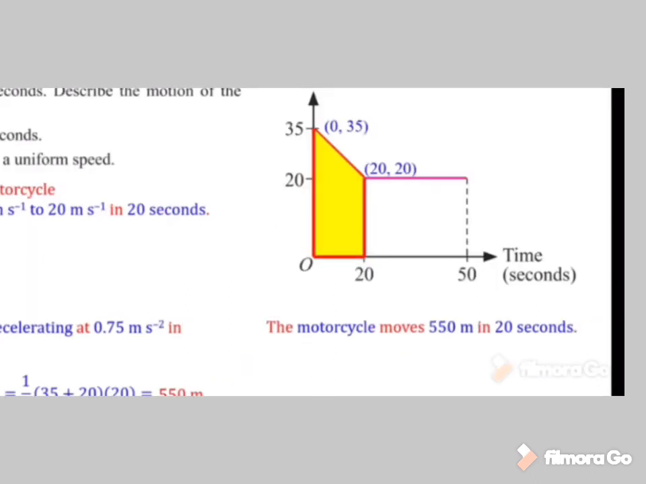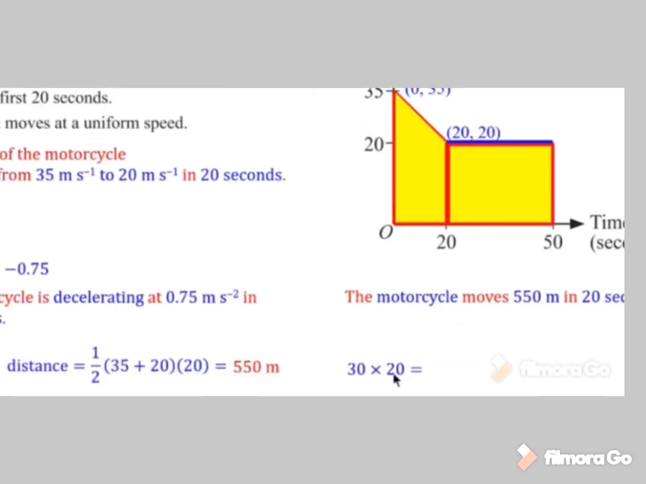For question B, we need to describe the motion of the motorcycle at a uniform speed. Uniform speed is the line in blue. The time is between 20 and 50 and the line is horizontal. We need to find the area under the straight line, which is a rectangle shape in yellow. So 50 minus 20 is 30, times 20, length times width, so it's 600 meters. So the motorcycle travels 600 meters.